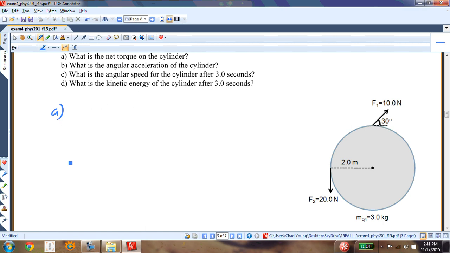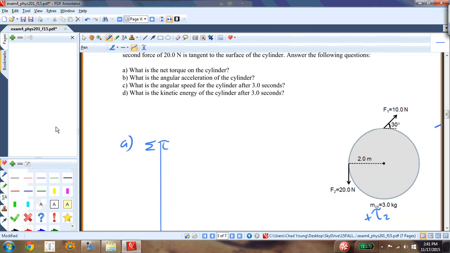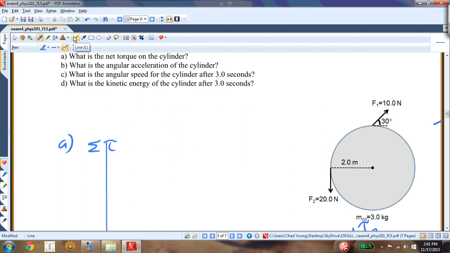If I look at F1, this force is causing clockwise motion, so this is a negative torque, and F2 is causing a counterclockwise motion, so it's a positive torque. To find the net torque, torque 1 was negative, so it's going to be torque 2 minus torque 1, because torque 1 is clockwise, torque 2 is counterclockwise.